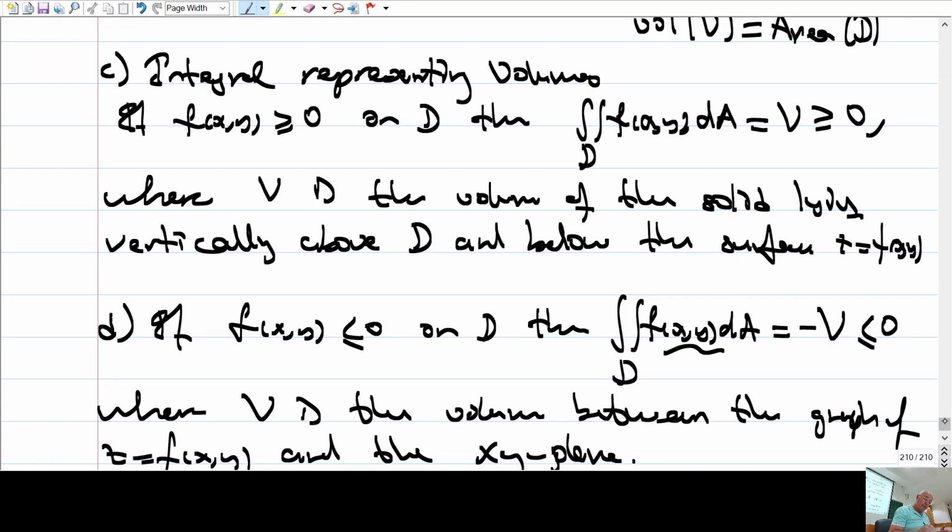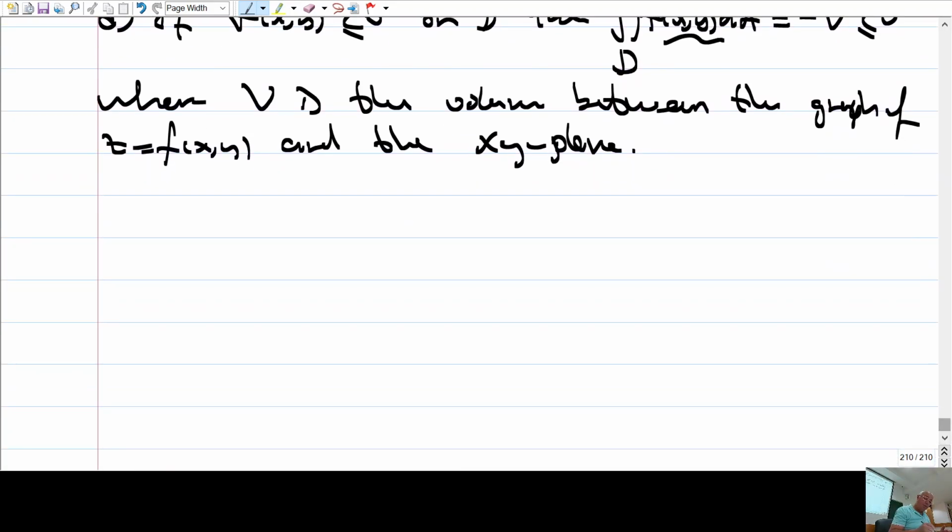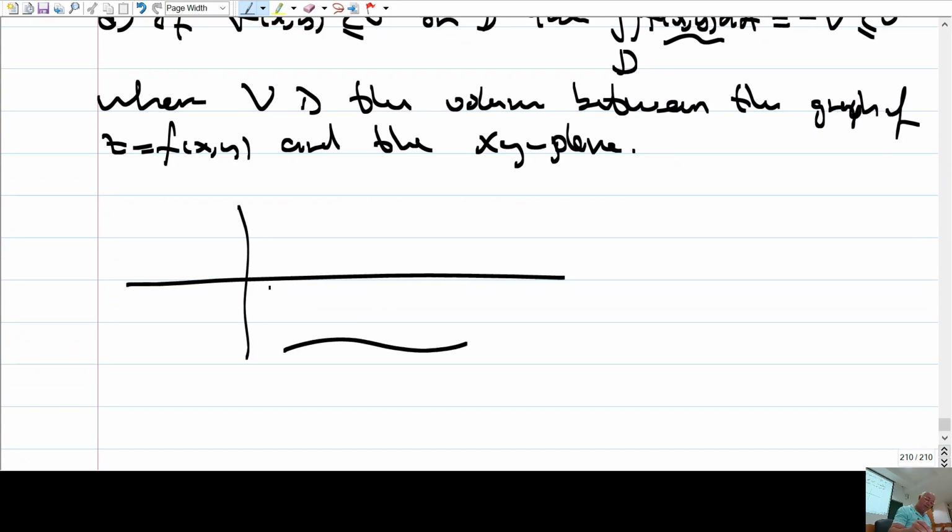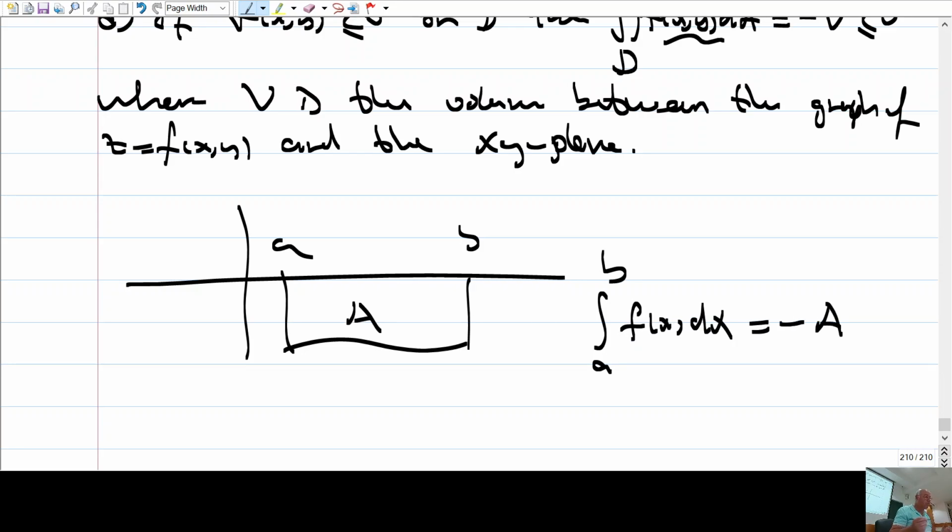In the two-dimensional case, what does this correspond to? You have a graph like this, right? The integral of this is nothing but this area multiplied with minus 1, right? This integral is not the area. Its negative is the area. So the same analogy. Okay.